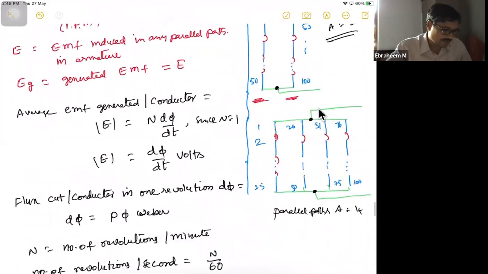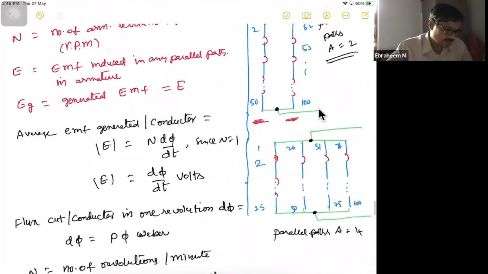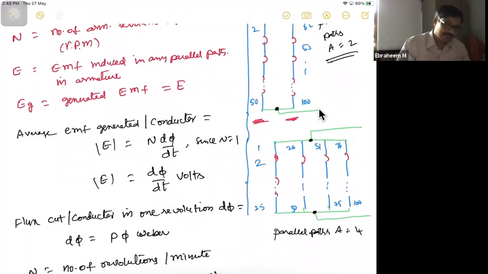Next we went into the derivation part. We calculated the average EMF generated per conductor. That means in one conductor, how much average EMF is generated. That is given by N into d phi by dt, the formula given by Faraday, right? Because we consider only one conductor, N becomes 1. Therefore, E equals d phi by dt volts, right?